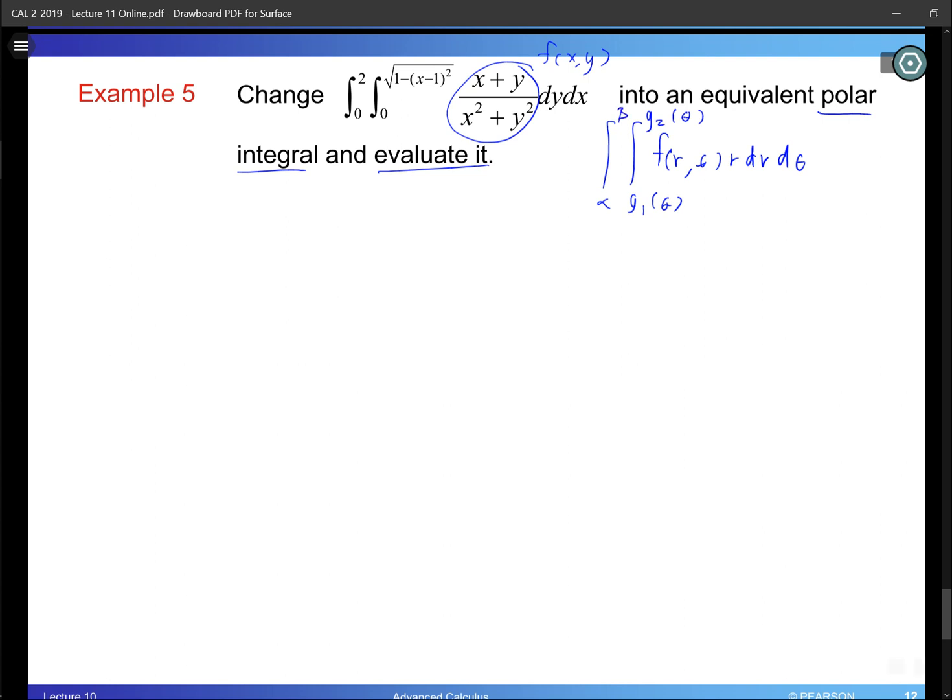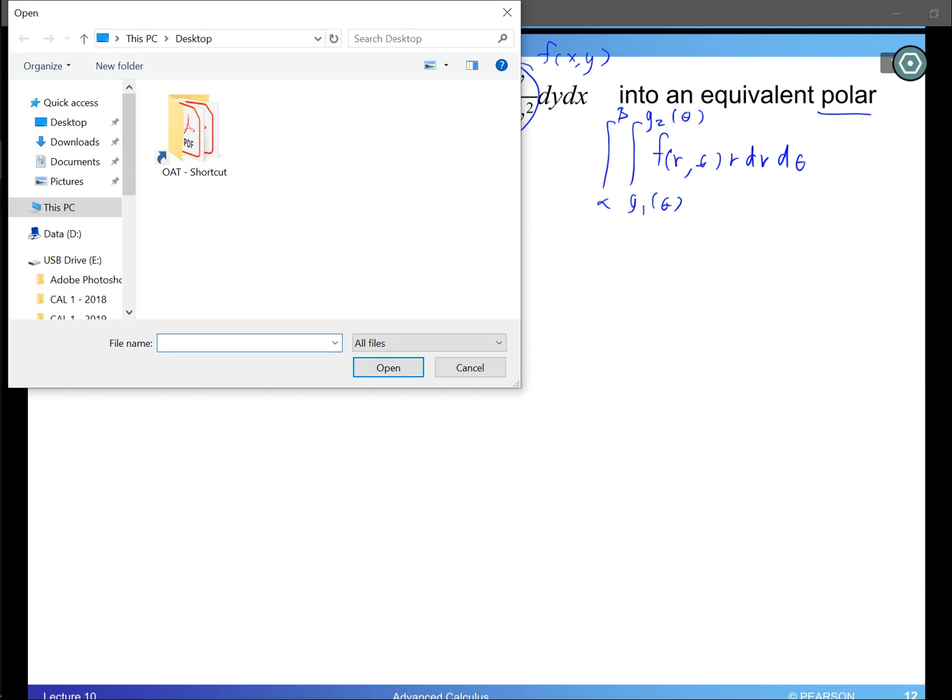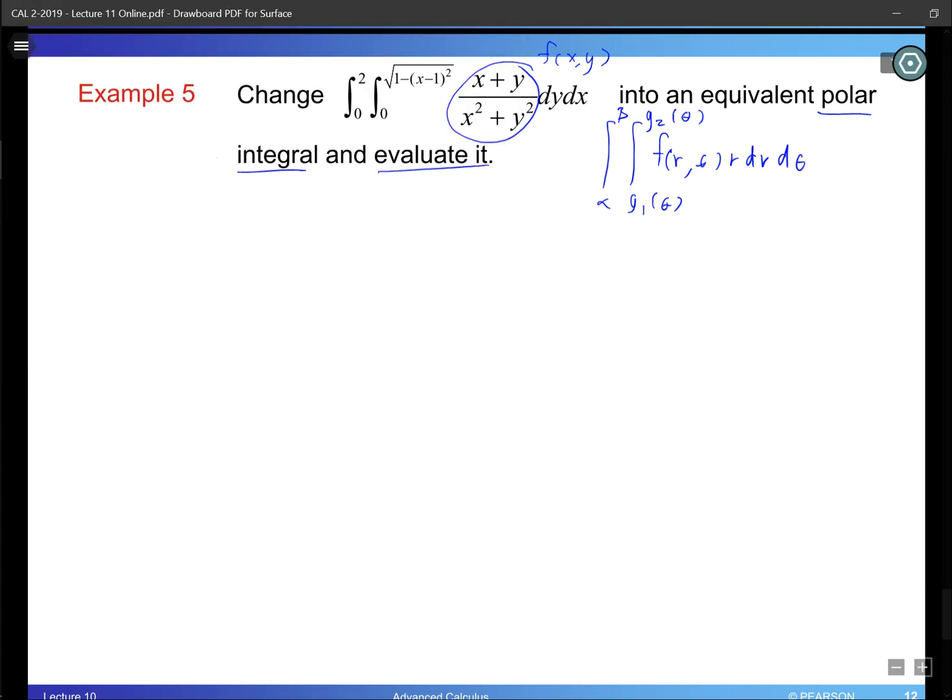Okay, so just like before, in all these examples, you are supposed to see the region. Without seeing the region, you don't know how to sweep the radius and the theta. So we are supposed to look at this double integration in Cartesian form and try to get the domain region out of that. So let's take a look at the double integration here. So you can see that y is the first variable that we are going to sweep here. So y starts from 0.